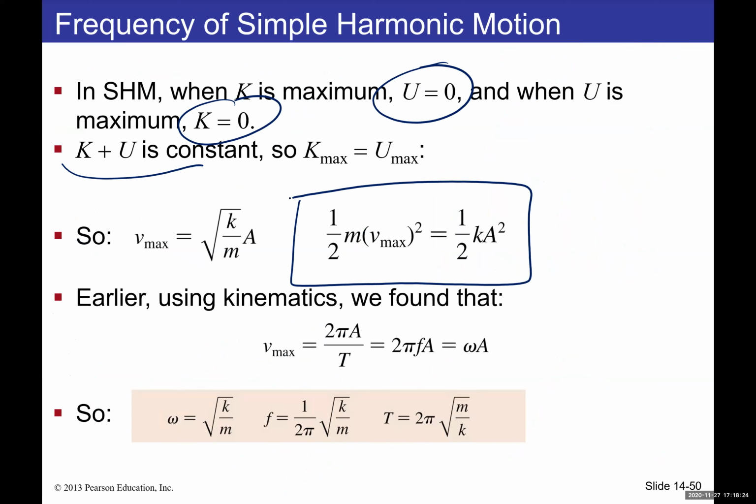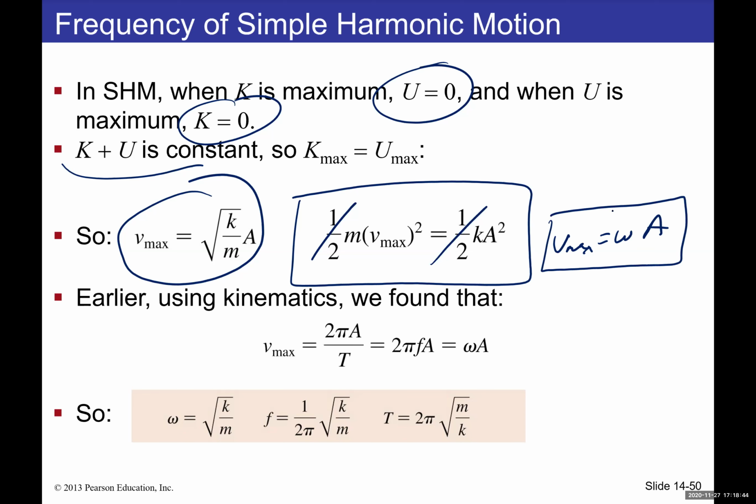So that means this is always true: 1/2 m v max squared always equals 1/2 k A squared. We can cancel the 1/2 and use that to solve some things. For example, I can represent v max as A times the square root of k over m. But what is the square root of k over m? Well, remember, that's omega, because of the square root. So that's why we have v max equals omega times A. We already knew that from the previous few slides.